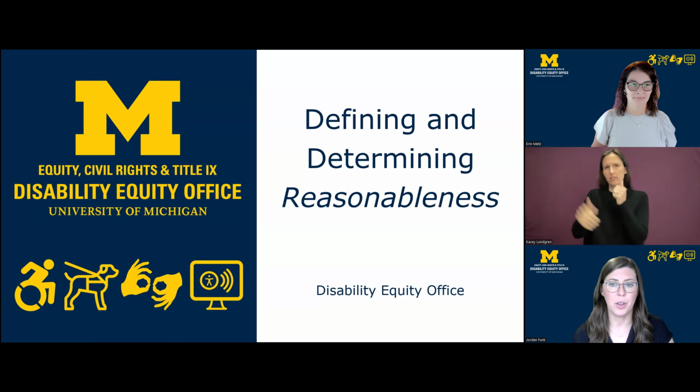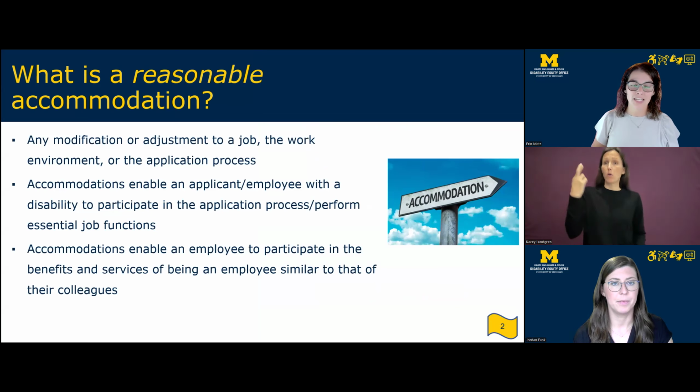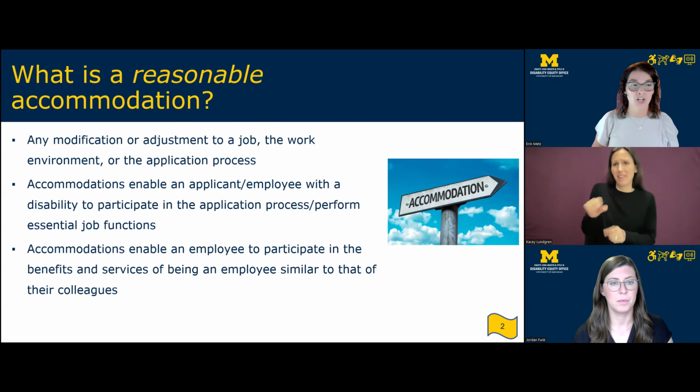Today, we're going to be talking to you about defining and determining reasonableness. What is a reasonable accommodation? A reasonable accommodation is any modification or adjustment to a job, the work environment, or even the application process. Accommodations enable applicants or employees with disabilities to participate in the application process or to perform essential job functions. Accommodations also enable employees to participate in the benefits and services of being an employee, similar to that of their colleagues.